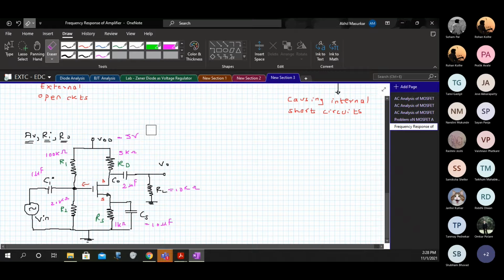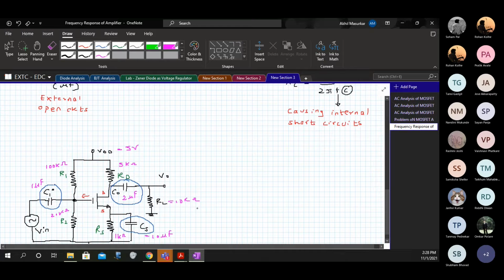Okay. So here in this circuit, can you identify where is CI, C0 and CS? So this is CI, this is C0 and this thing is CS. So they are external to the MOSFET. Do you agree with that? They are external to the MOSFET.